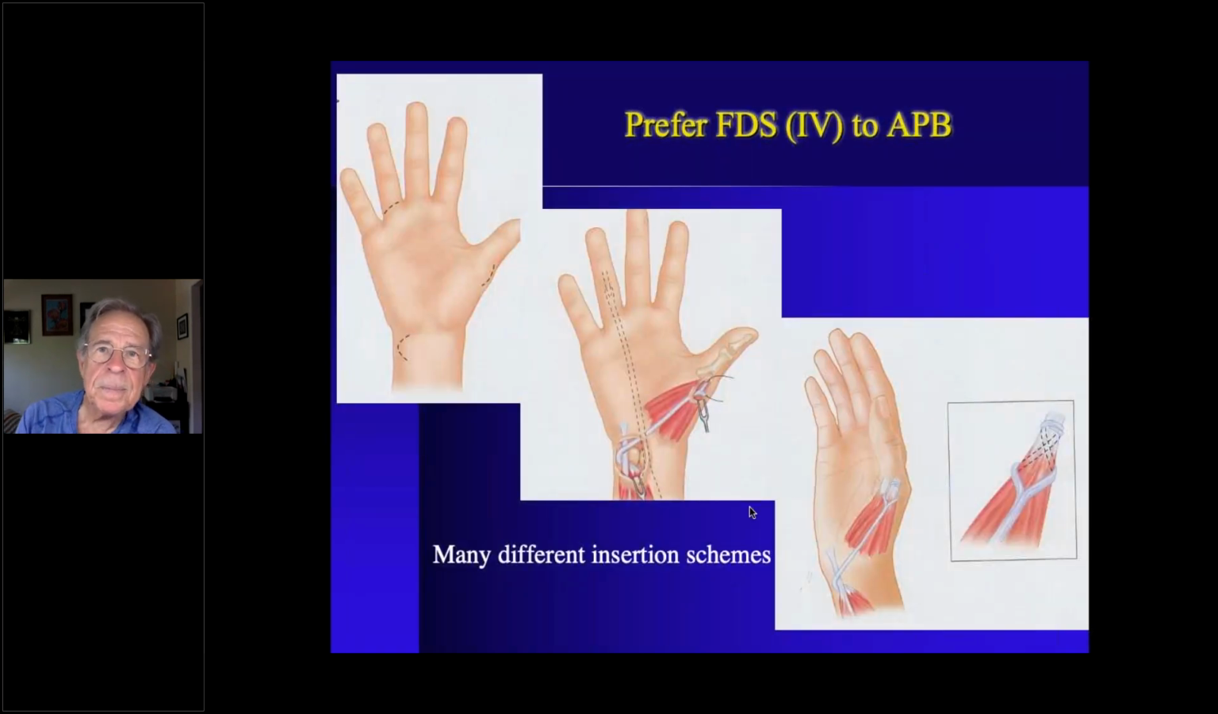So as I mentioned, I prefer the FDS to the ring finger. There are many different insertion schemes. This demonstrates passing it first deep to and then across the FCU, and then the transfer more or less parallels the muscle fibers of the abductor pollicis brevis. And for most patients, I will weave the transfer into the tendon of the abductor pollicis brevis. And we can talk a little bit about the nuances of the insertion of this tendon in median nerve palsies if we have a moment.